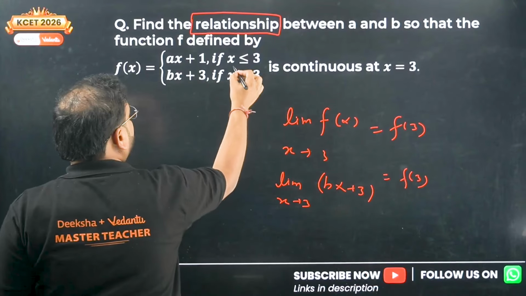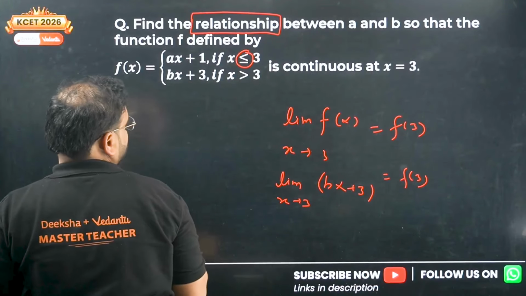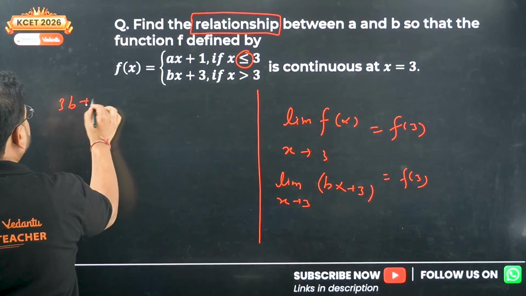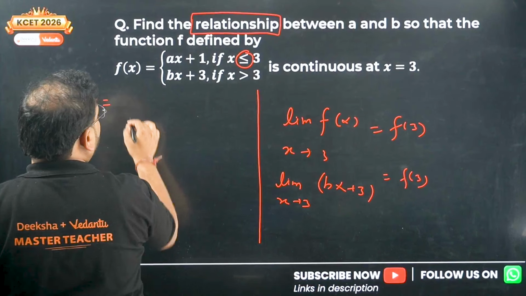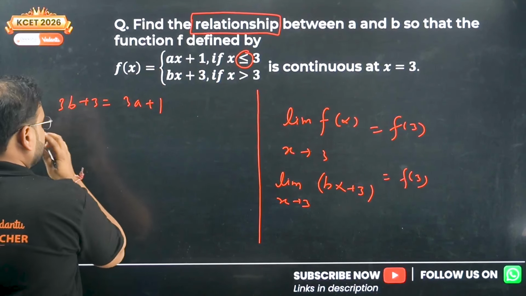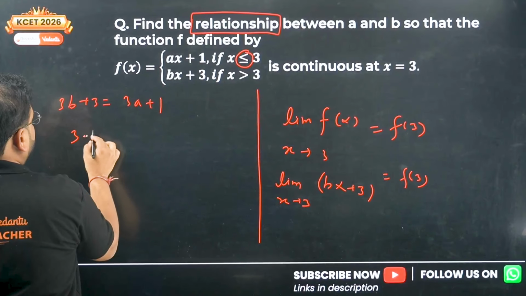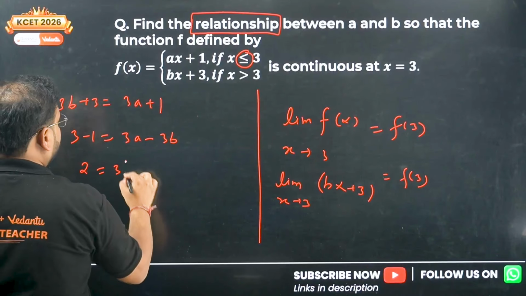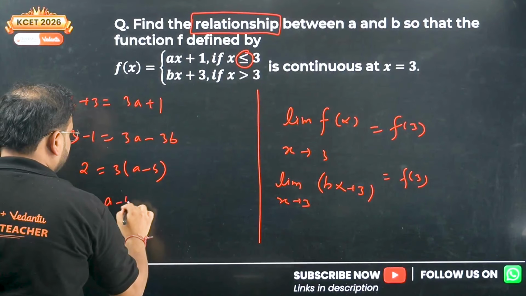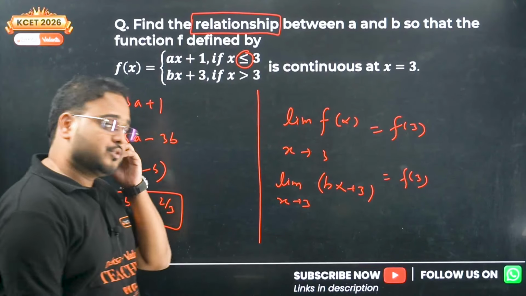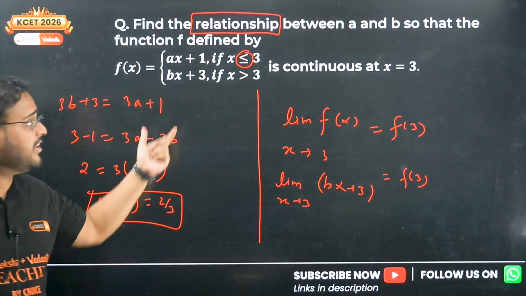F of 3 is what? Check here, the equality is present in the first part, so ax plus 1. So we get 3b plus 3 equals, now in this function in place of x you put 3, so 3a plus 1. I can move b to this side, so I get 3 minus 1 equal to 3a minus 3b. So 2 equals 3 times (a minus b), which gives a minus b equals 2 by 3. So we are able to establish the relationship between the variables a and b when the given function is continuous at the point x equals 3.